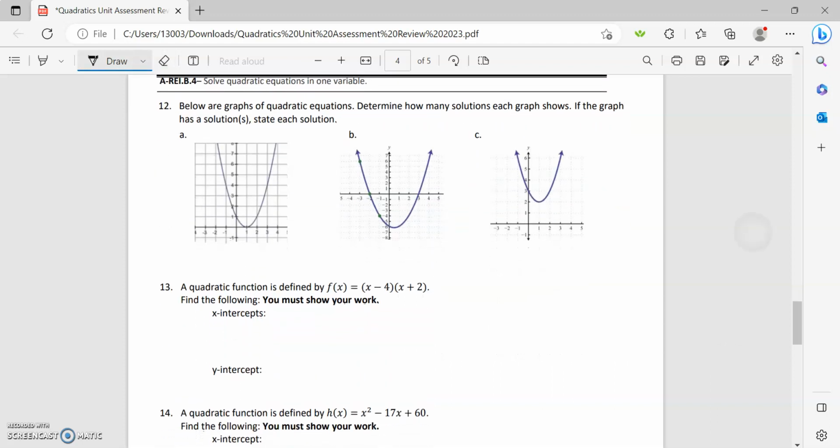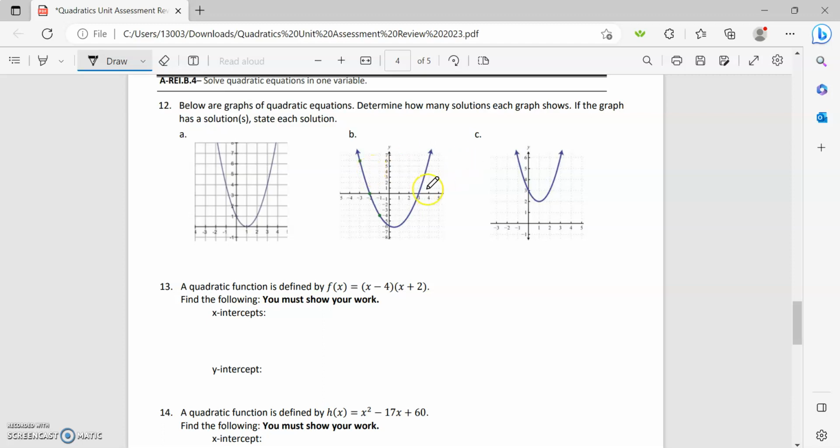Moving on. Number 12 says, below here are some equations. Determine how many solutions. Well, a solution is referring to how many zeros there are. If the graph has solutions, state what they are. A solution is really where, if I plug in x, I would get 0 out for y.